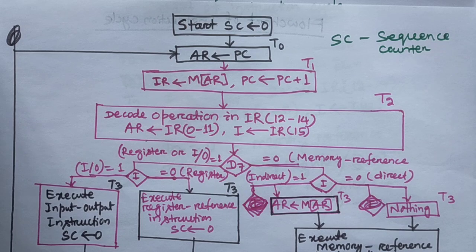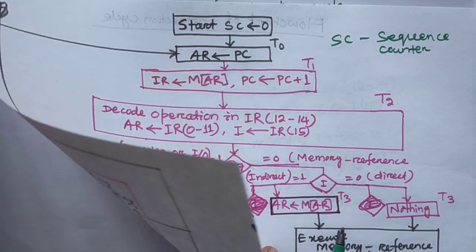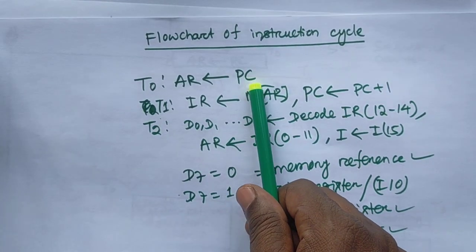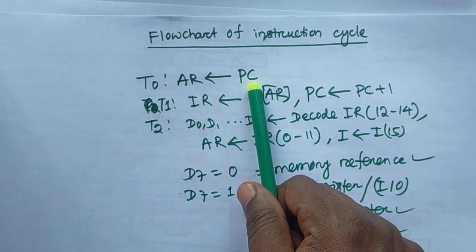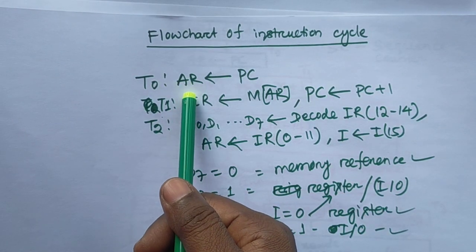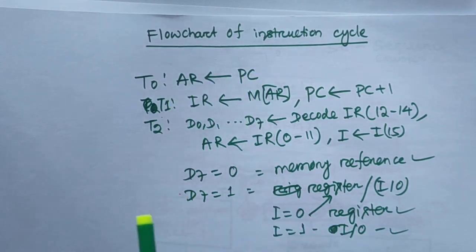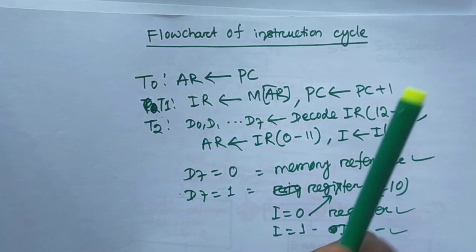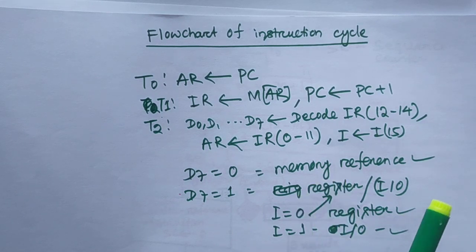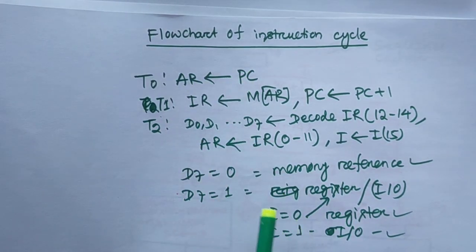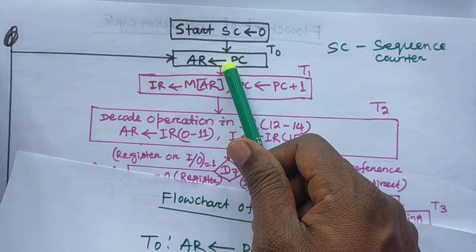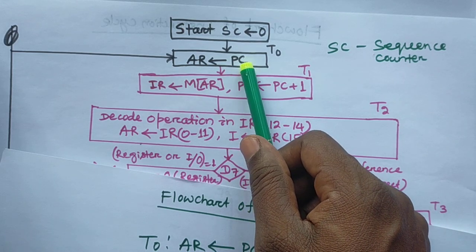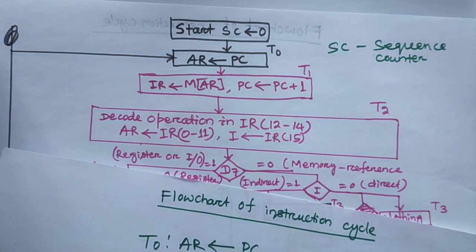As per the problem I already mentioned here, at T0, PC is transferred to AR, meaning the address held in PC is transferred to AR, so the AR register receives the PC. AR is the address register, which is linked to memory. This is the first time, T0. In a very simple way, at T0 the AR receives the instruction address from PC, where PC kept the instruction.